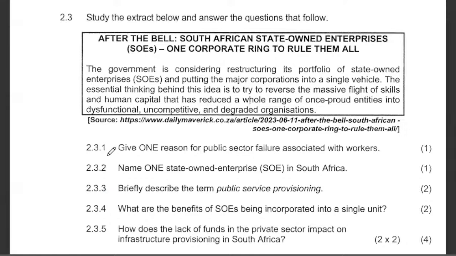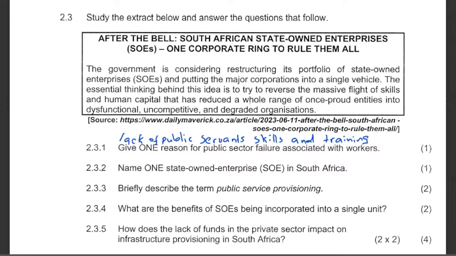2.3.1 reads as follows: give one reason for public sector failures associated with workers. One of the reasons is lack of public servants' skills and training. Okay, right. So now let's move on to 2.3.2.